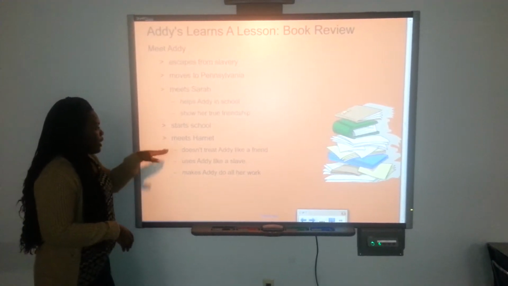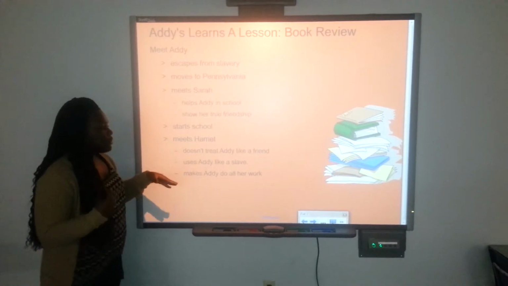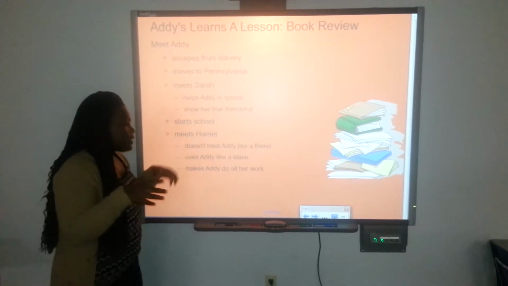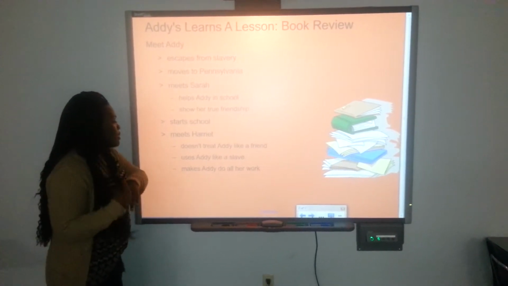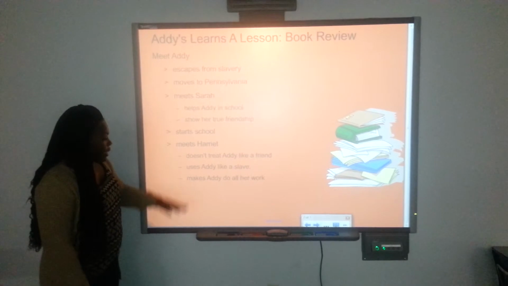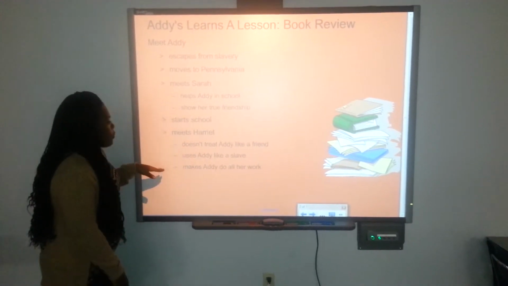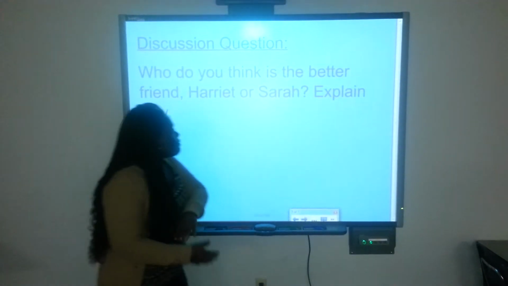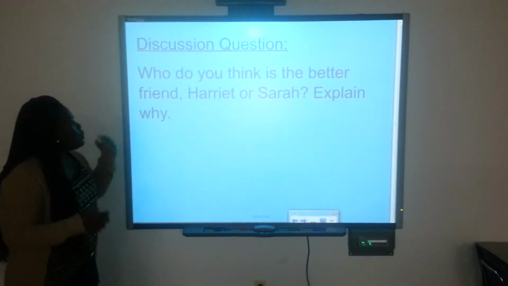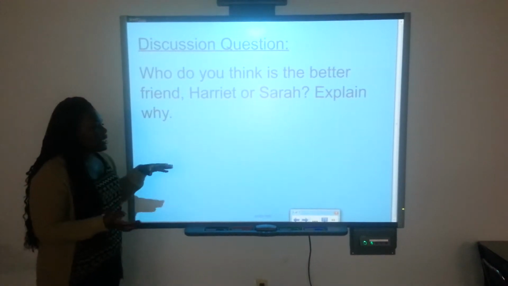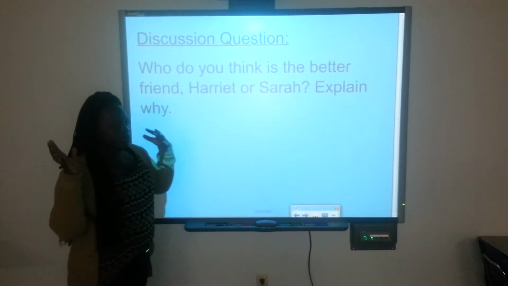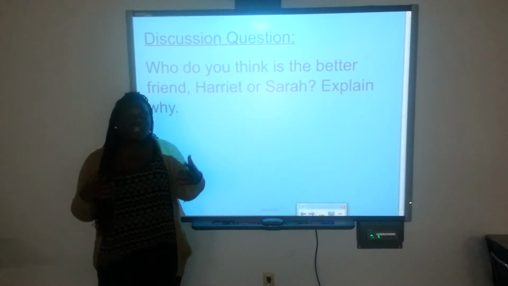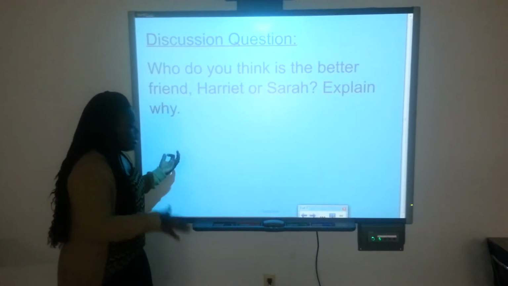Then she meets Harriet. Harriet doesn't treat Eddie as a friend because Harriet thinks she's better than Eddie because she always lived up north. So she uses Eddie like a slave and makes Eddie do all her work. So once we review and discuss that, we'll have a question, and the question will be, who do you think is a better friend, Harriet or Sarah? And this will allow them to think and give an example of what they think a friend is.